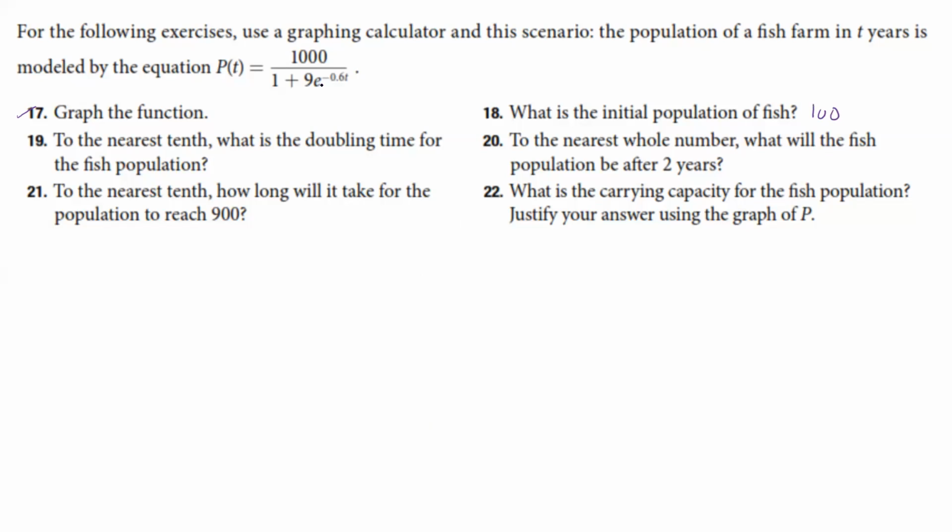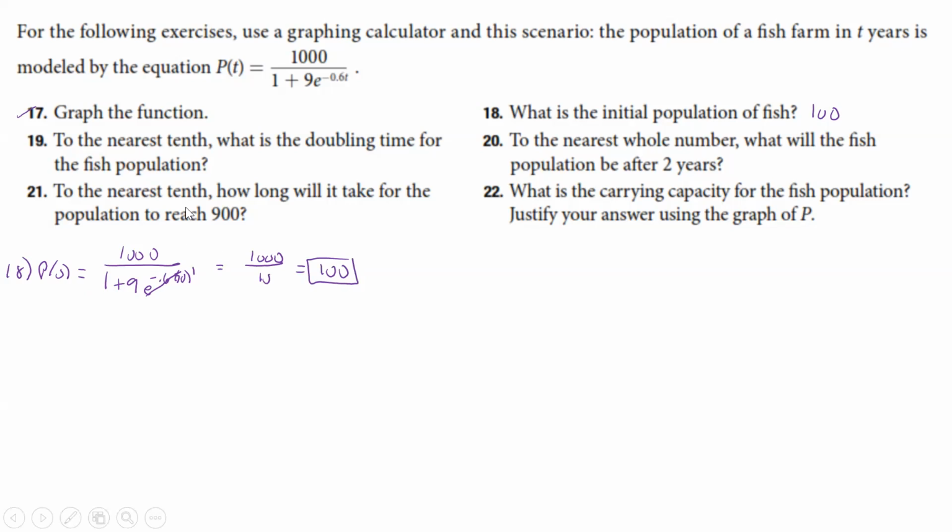The other way is we can take our function and find P of 0. That's going to be 1,000 divided by 1 plus 9 e to the minus 0.6 times 0. Well, e to the minus 0.6 times 0 is just going to be 1. So we have 1 plus 9 is 10, and 1,000 divided by 10 is also 100. So both of them give us the same answer. One of them we had to do a little bit of work, and the other one we just told the calculator to do the work for us.